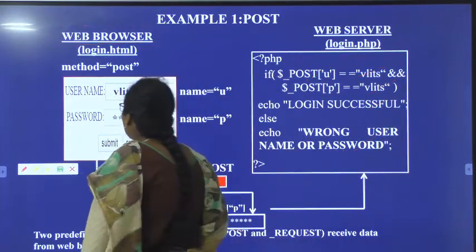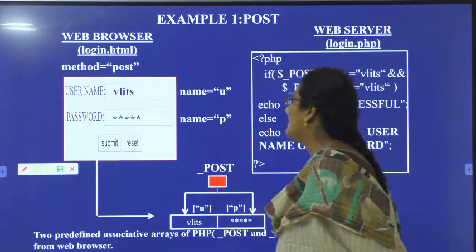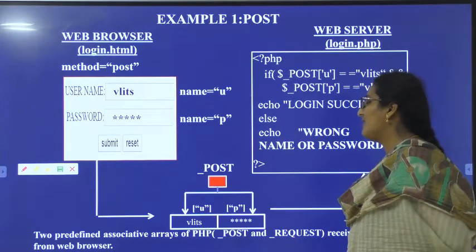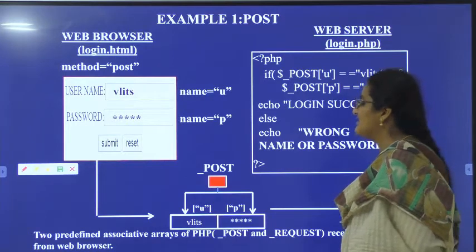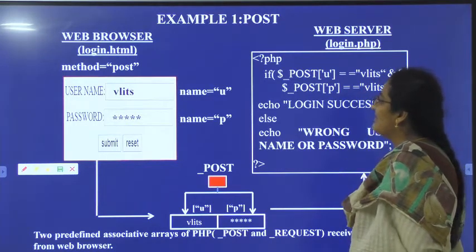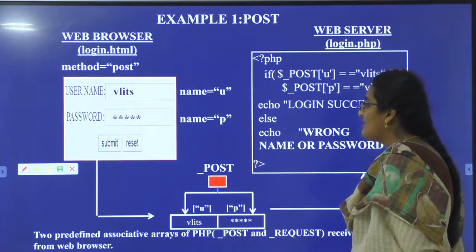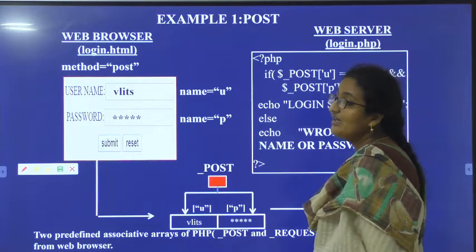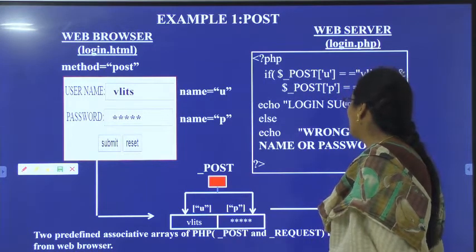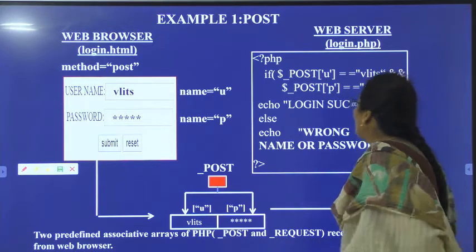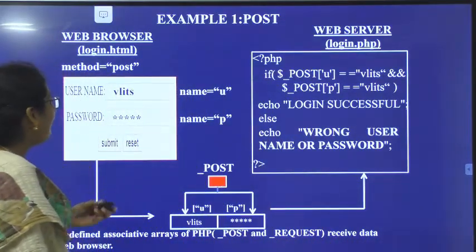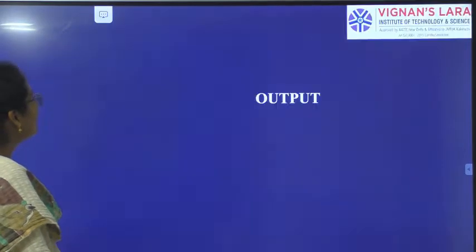So what should the program be? Username is VLITS, password is also VLITS. We have created the login page, we have given the username and password and we are submitting all this data to database. So web browser is nothing but client. From next time onwards, whenever people want to log in, if they give the username and password as VLITS and VLITS, then the login will be successful. Otherwise, you will get the message wrong username and wrong password.